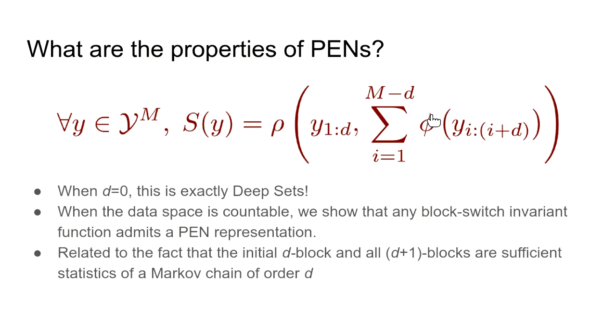But if phi is a deep network, then you probably can't write it as a ConvNet. And you also have the fact that it takes this as input. I don't think you can do it out of the box.